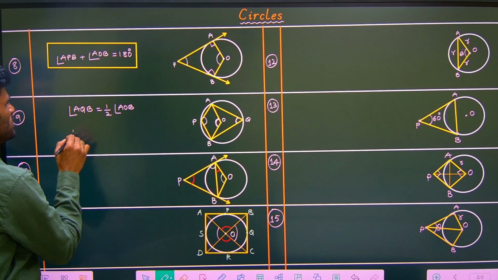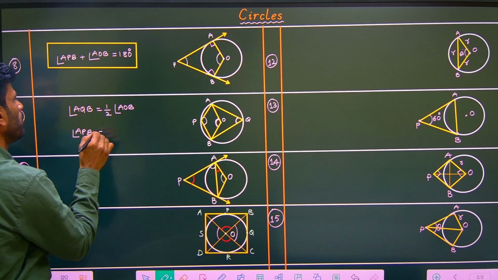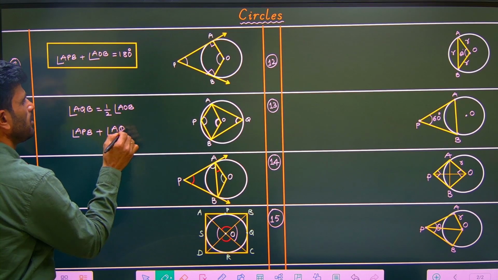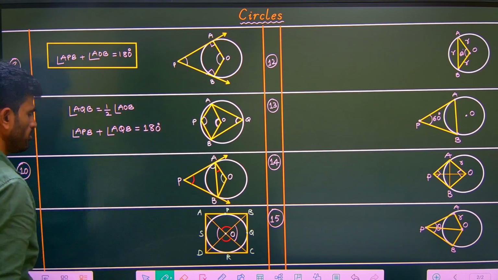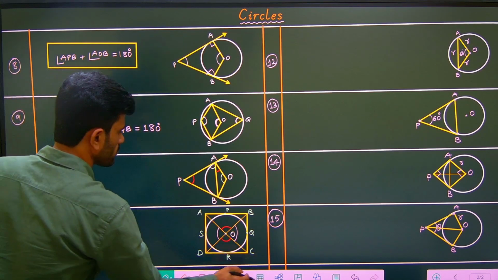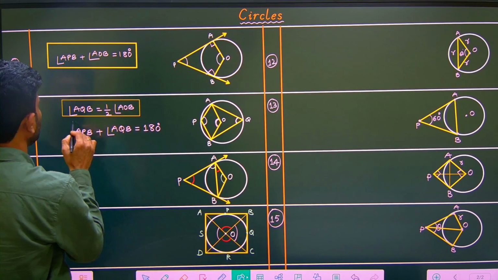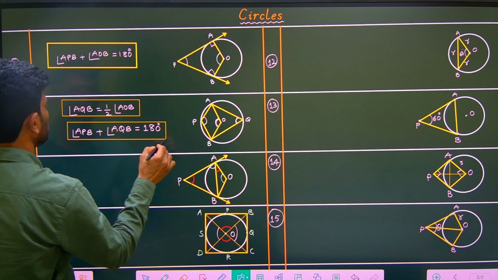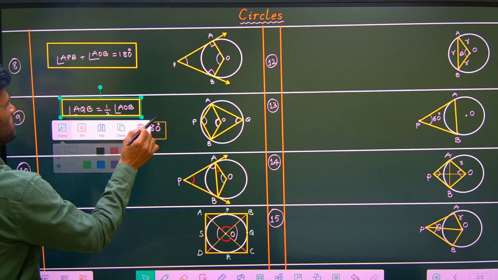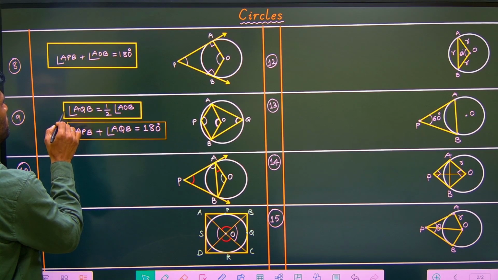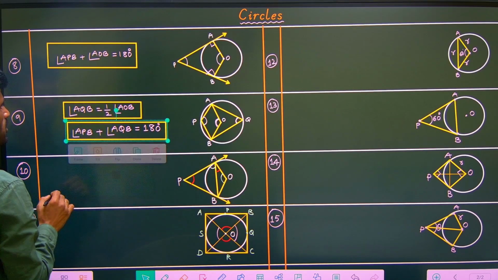And here one more relation we can write between APB and AQB. Angle APB plus angle AQB is equal to 180 degrees. One more important relation, you have to remember this. So this is one point to remember, and this is one more point to remember. Try to remember these two points from this diagram. Whenever a diagram is given like this, try to remember these two.